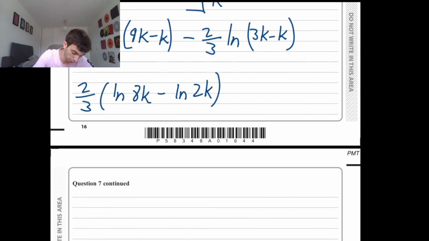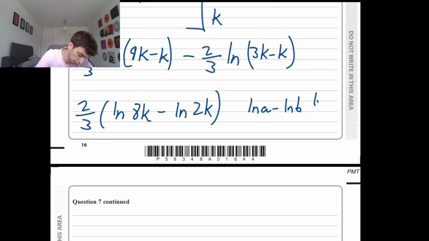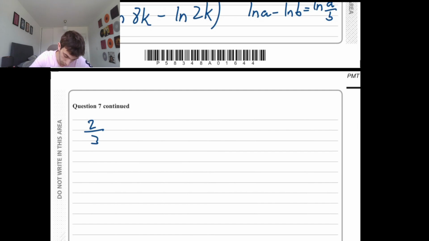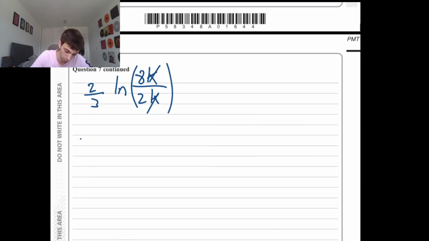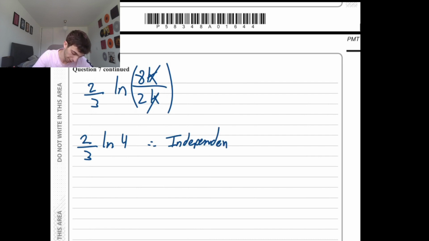And we know that when we have ln a, take away ln b, we can write this as ln of a over b. So we have 2/3 multiplied by the natural log of 8k over 2k, and we can quickly see that our k's would cancel out, and 8 divided by 2 is just 4. So we're left with 2/3 times the natural log of 4, which we can see is independent of k. So it doesn't matter what k would be because it would always give us the answer of 2/3 ln 4.